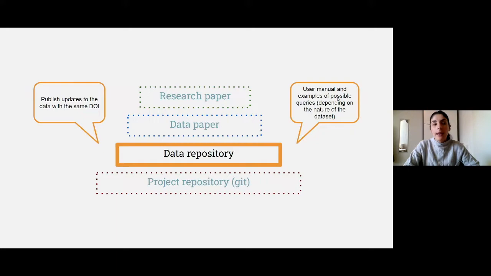And then besides the data, the repository can also host a description of the dataset and give some kind of a user manual, with instructions on how the dataset is structured and what type of queries we can perform on the dataset depending on the type of data.